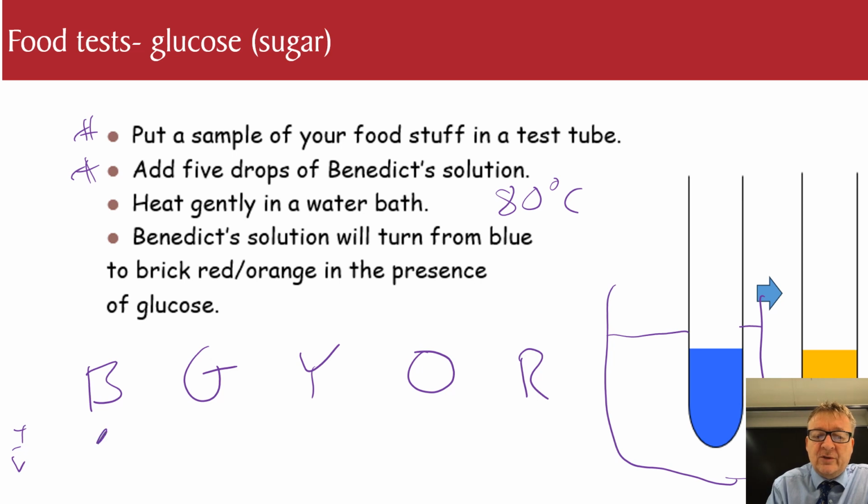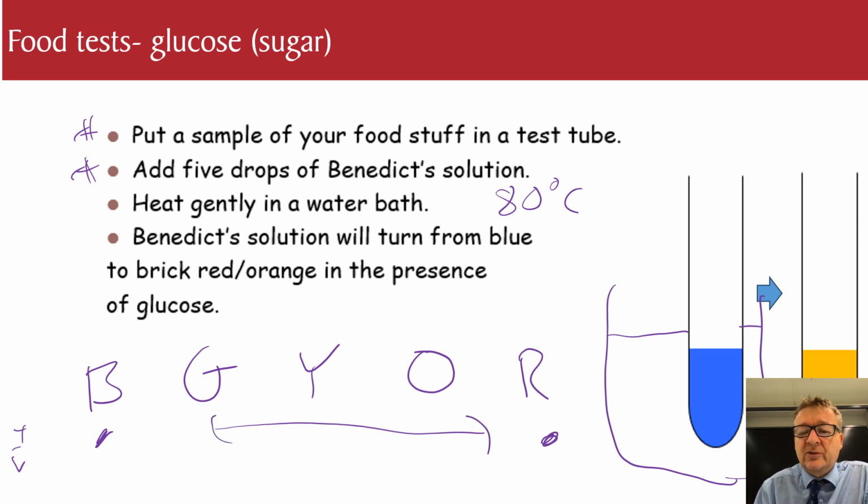So if there's no glucose, it's blue. If there's loads of glucose, it's red. These colours are then the in-between, right? But the colour order is Richard of York gave battle in vain. It's the colours of the rainbow backwards.